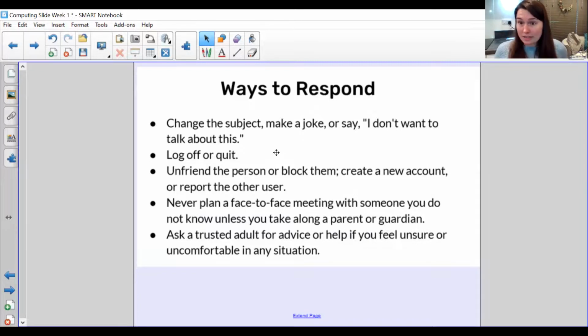You can log off and quit the session, come off the chat, come out of the private message, delete it. You could unfriend or block the person. You could even make a new account if you need to, or report the user if you're on a social media where you can report people. One main message is you never plan a face-to-face meeting with someone you don't know unless your parent or guardian is going with you. Really clear message.